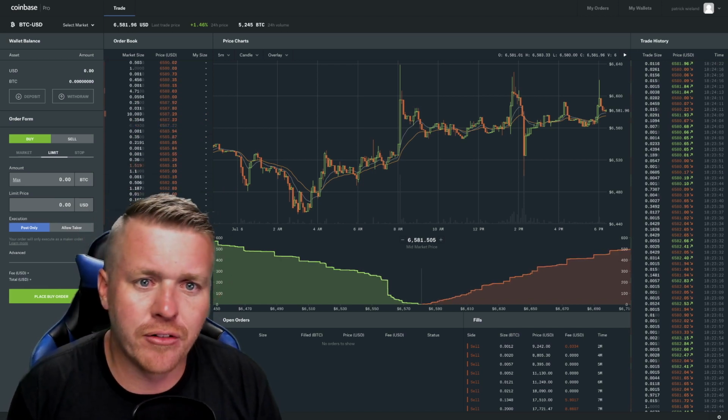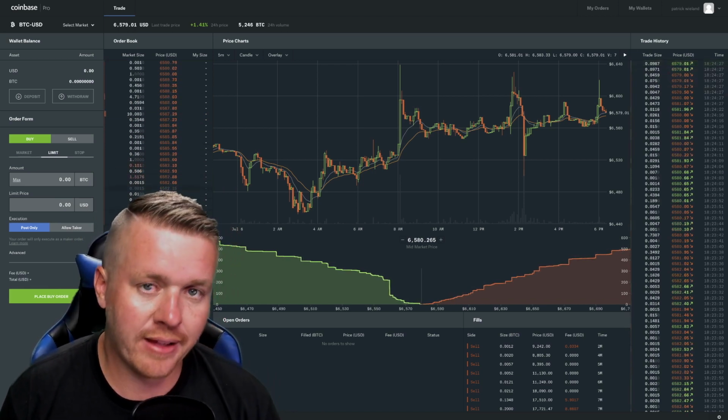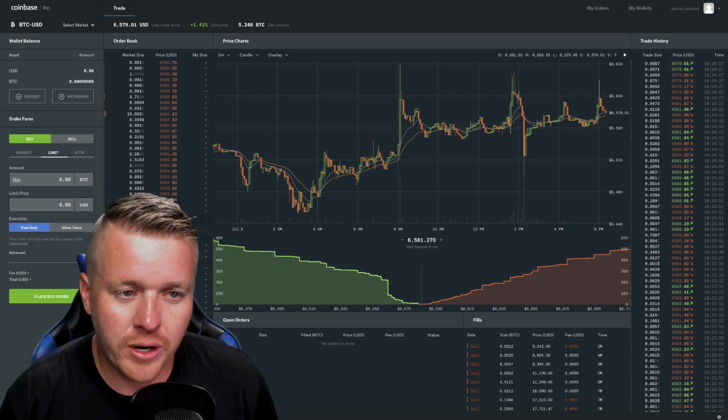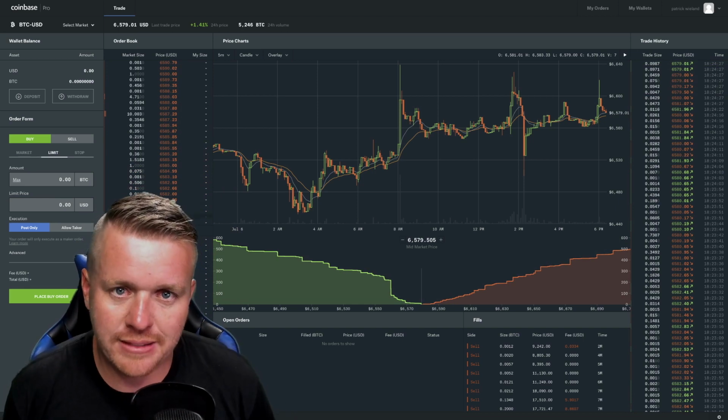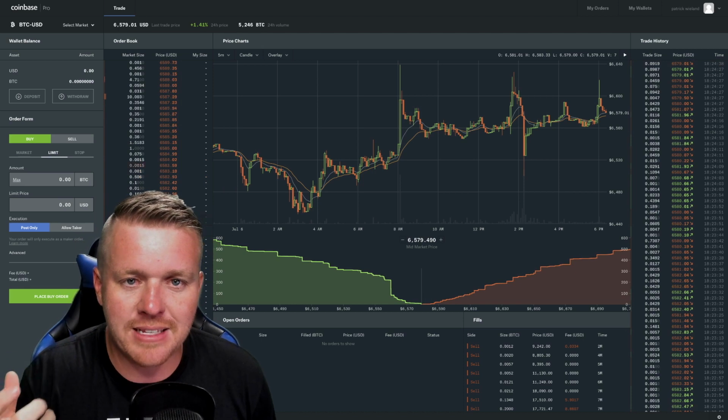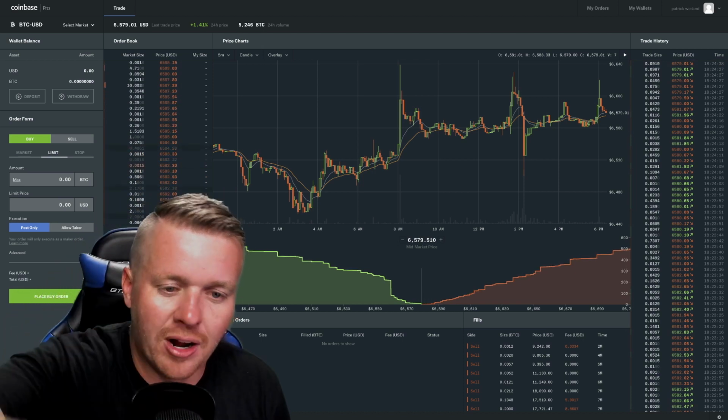Or if you haven't ever used it at all, well, now you know that there's a new exchange out there, and it's called Coinbase Pro. So it's basically just the exchange for Coinbase. When you're using the Coinbase app, all the trades are being executed on here.